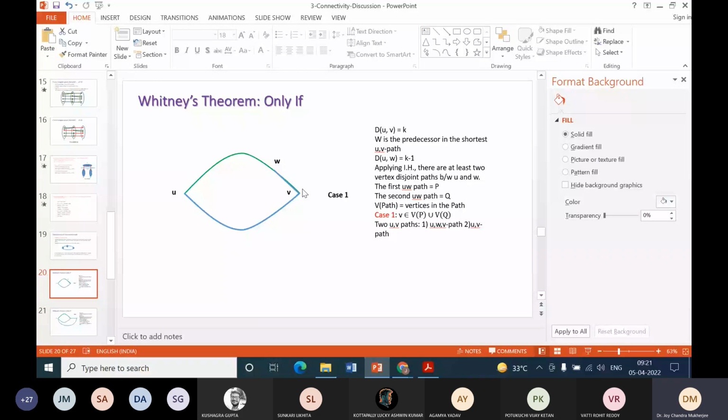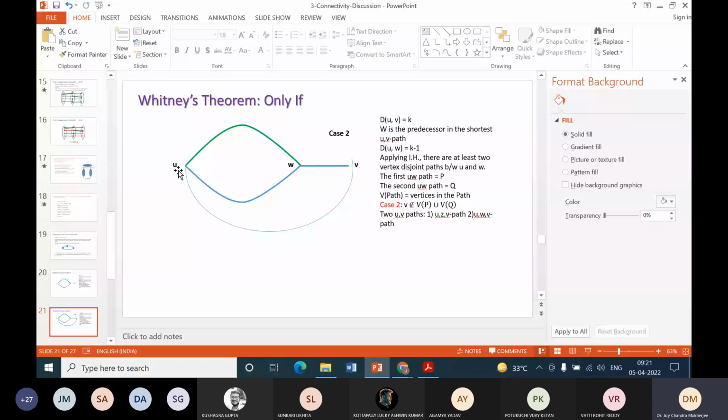That is case one. The second case is V doesn't belong to this union. So in that case the picture looks like this. U to W is one path. There are two paths, this green and suppose WV is connected, because UV shortest path, suppose UWV is the shortest path and W is the predecessor vertex to it. So this length is k minus 1. Now since it is a two connected graph, if I delete W, then U and V must still be connected. That is the definition of a two connected graph. That means there is another path R between U and V.